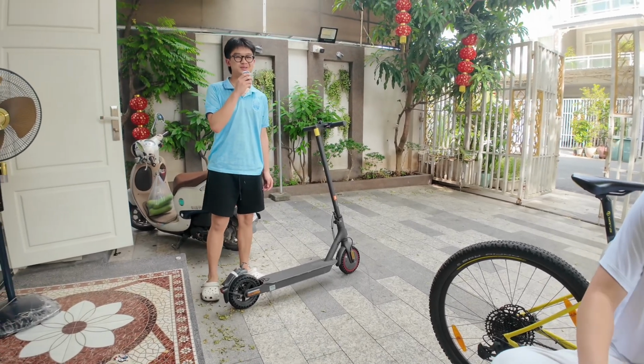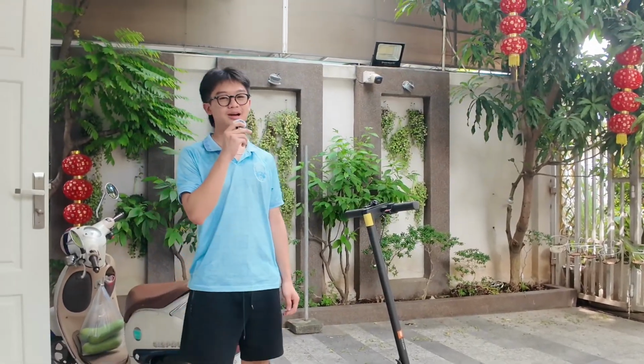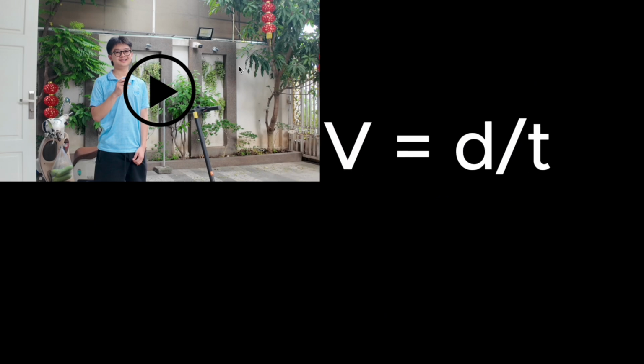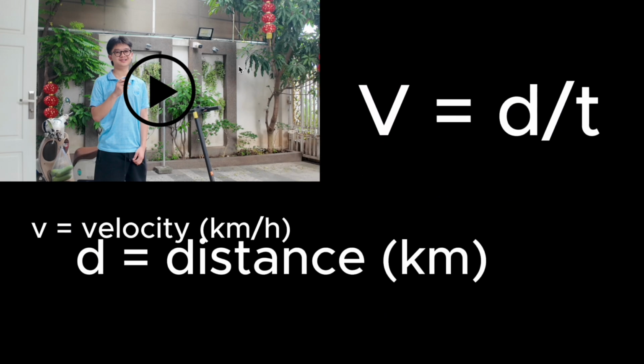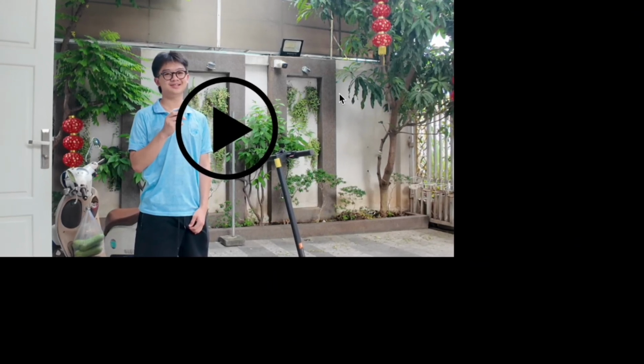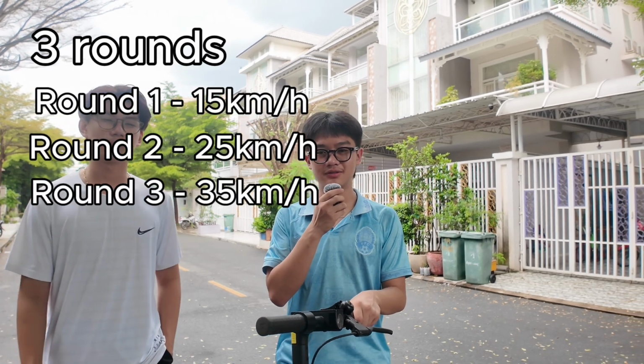From spinning wheels to speeding scooters, let's see what happens when speed meets distance. Okay guys, let's pause him right here. Before we move on, we have to understand that our formula is v equal d over t, where v is the velocity, d is distance, and t is time. Okay, he can continue now. We'll be doing 3 runs at 3 different speeds: 15, 25, and 35 kilometers per hour.